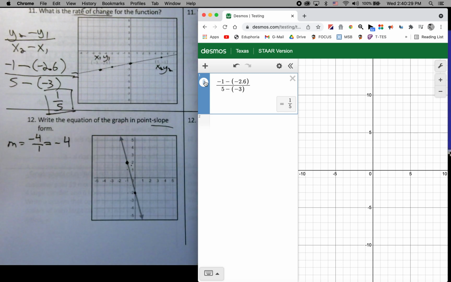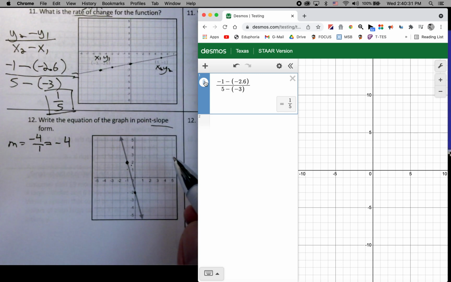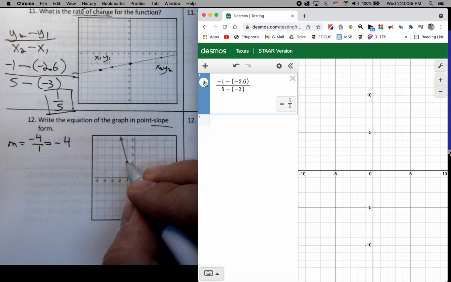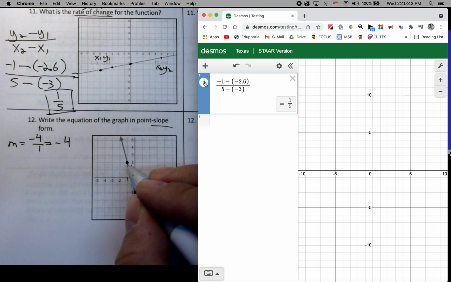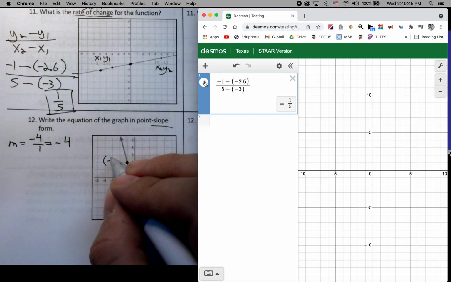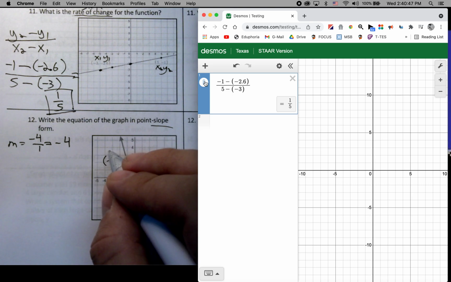Okay, now I need to find a point. It doesn't matter which point I choose, honestly. I'm going to choose this point here. Okay, so this point goes left 1, up 2. So that point is going to be -1, 2. I was going to put x, y.